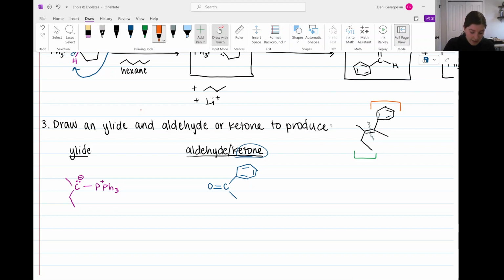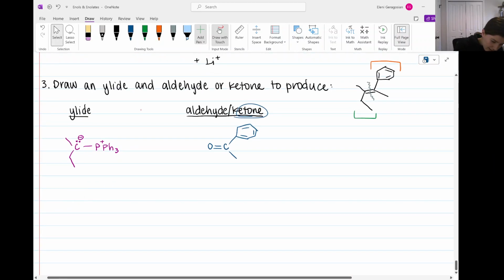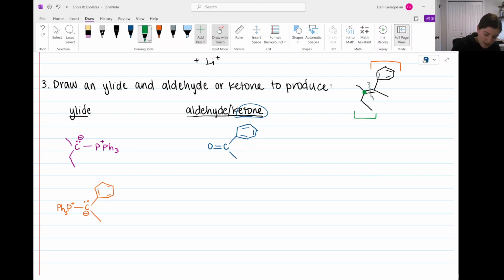Then the ylide carbanion is the carbon that's part of the pi bond. That is bonded to the phenyl ring and a methyl group, and then that must have also been bonded to a phosphorus with 3 phenyl rings. Then if this were added to a ketone, where now this carbon right here was the carbonyl carbon, then that carbon was bonded to a methyl and an ethyl group, and here's the ketone.